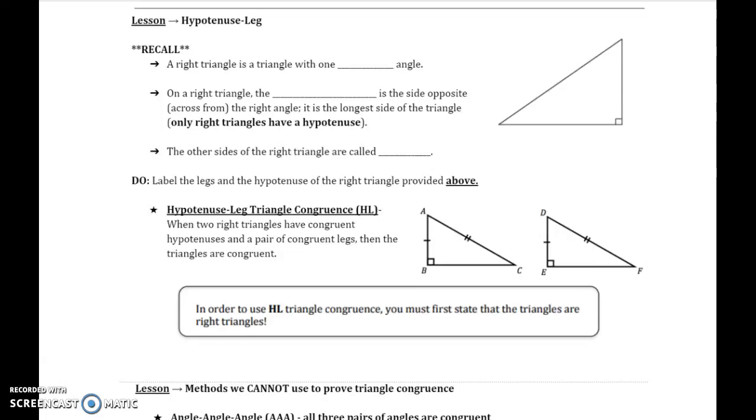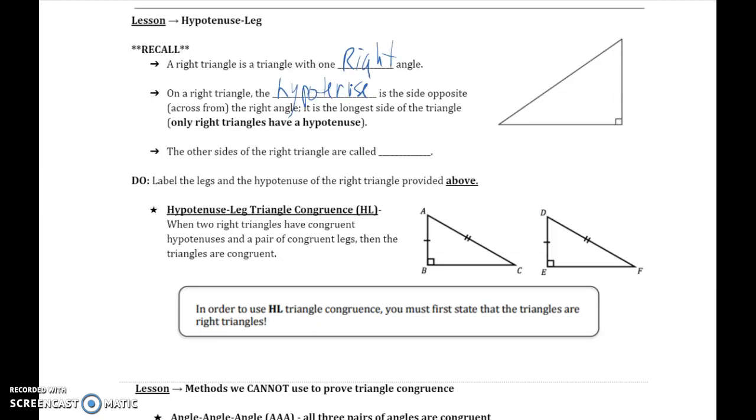Unit 4, Lesson 4. This is part of the lesson where we'll talk about hypotenuse leg. So let's review some information first. A right triangle is a triangle with one right angle. On a right triangle, the hypotenuse is the side opposite or across from the right angle.